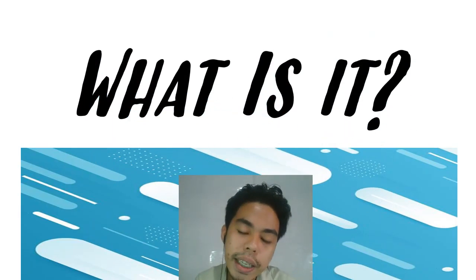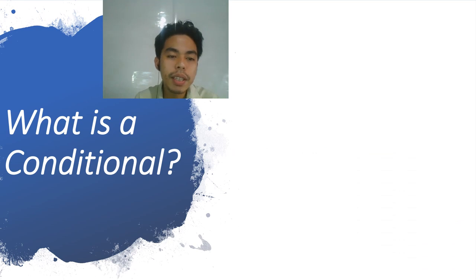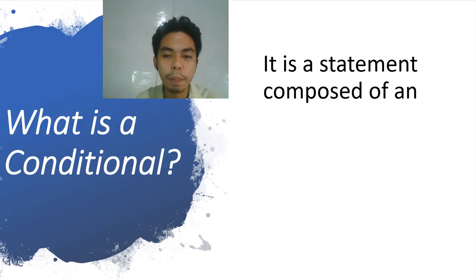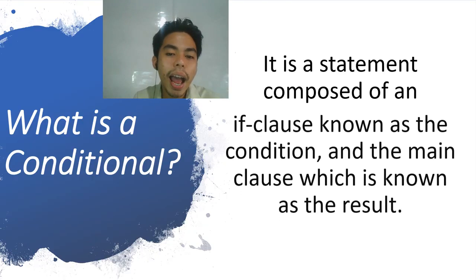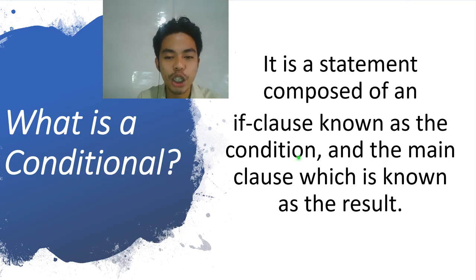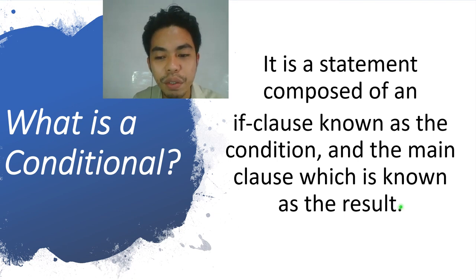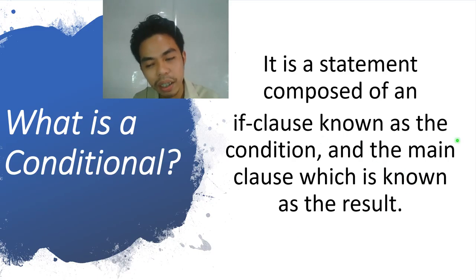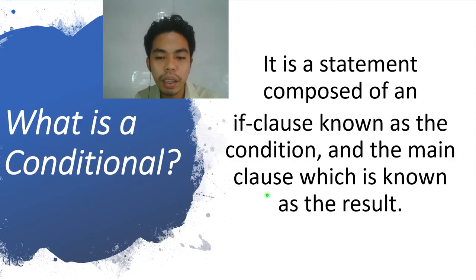So we have here the "what is it" part. What is a conditional? A conditional is a statement composed of an if clause, known as the condition, and the main clause, which is known as the result. I believe you are very much familiar with a condition and a result. It is somewhat similar to cause and effect. If there's a condition, there would probably be a result, or a result will be met if you are able to fulfill a certain condition.